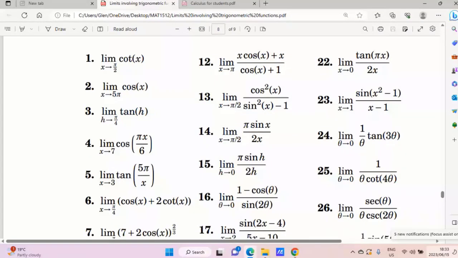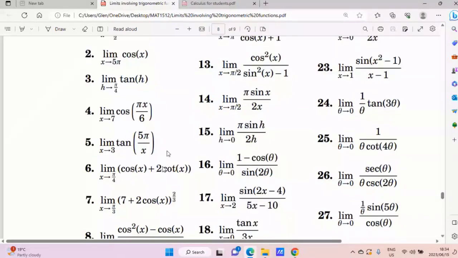Can we step off this one? Yes, sir. Can we quickly, in less than 2 minutes, work out number 7? Okay, sir.